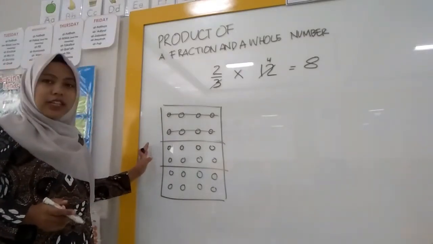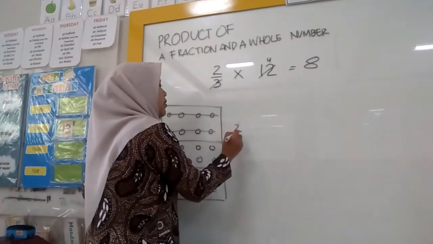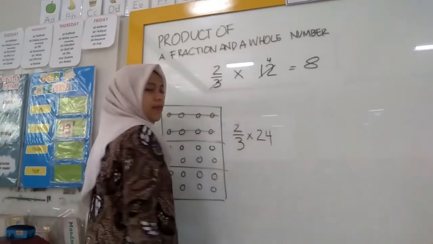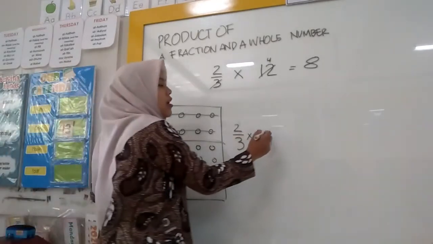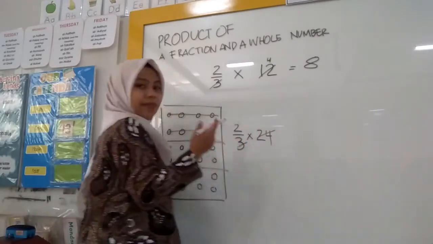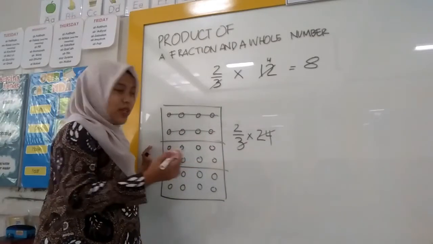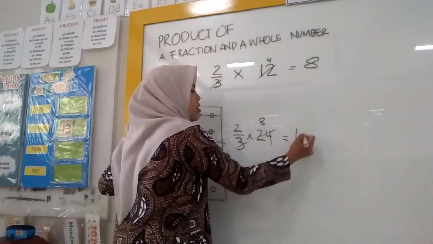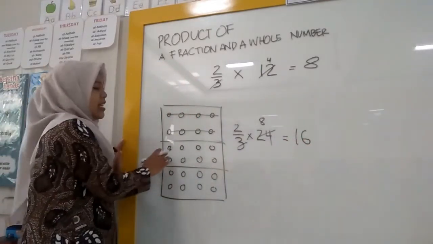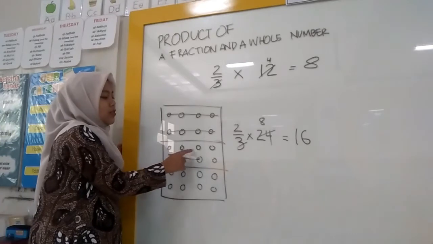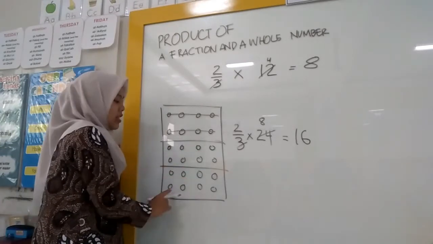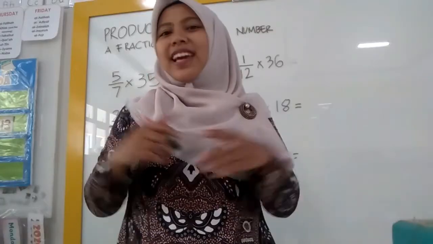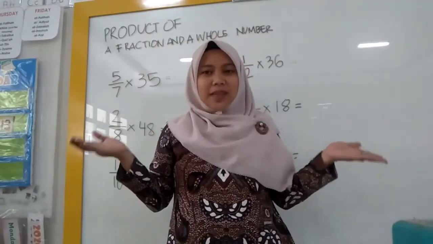So the leftover is 2 over 3 of 24. So what should we do? Let's multiply this. 24 divided by 3 is 8, and 2 times 8 is 16. So now we find there are 16 donuts left. 1, 2, 3, up to 16. Correct? Sure. As I say, practice makes perfect.